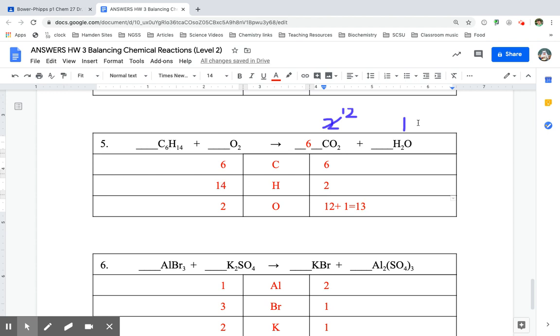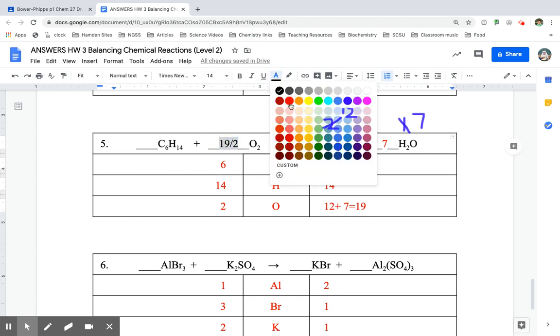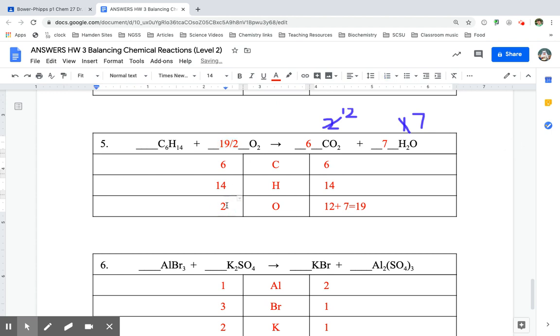H's, I want 14, so I'm going to put a 7 here because 7 times 2 is 14. 14. And it changes my oxygens. 7 times 1 is now 7. 12 plus 7 is 19. Whee! So now I'm going to balance the oxygens with 19 over 2, right? That's my trick for the fractions. 19 over 2 times 2 gives me 19, and it matches the total.